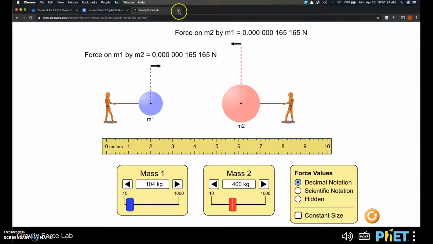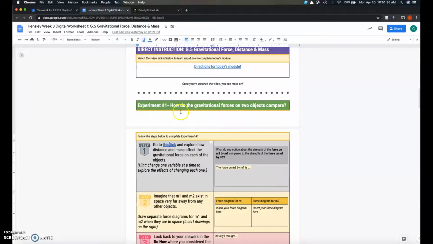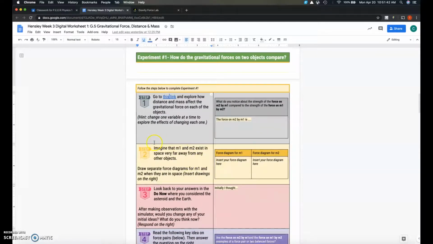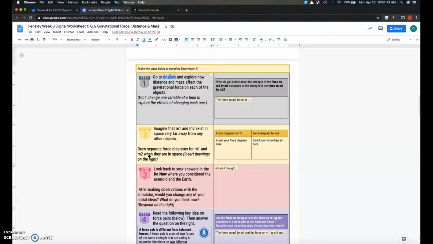Okay? All right, let's go back to our digital worksheet. Once you do that, you're going to answer a question about how the 2 forces compare. And from there, you're going to move to step 2. All right. So imagine that M1 and M2 exist in space very far away from any other objects. By saying very far away, they are stating that there is no gravitational force due to any other objects, okay?